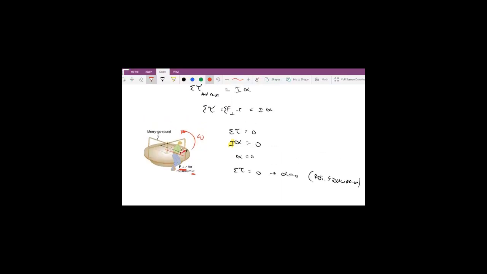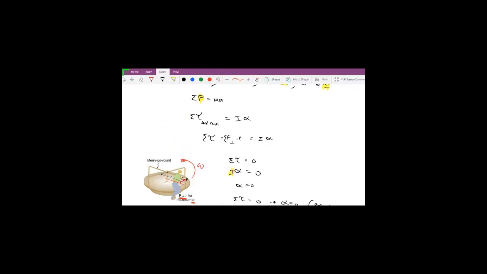So there you have it. It's Newton's second law for rotational motion. The sum of the torques is equal to the rotational inertia times the angular acceleration.